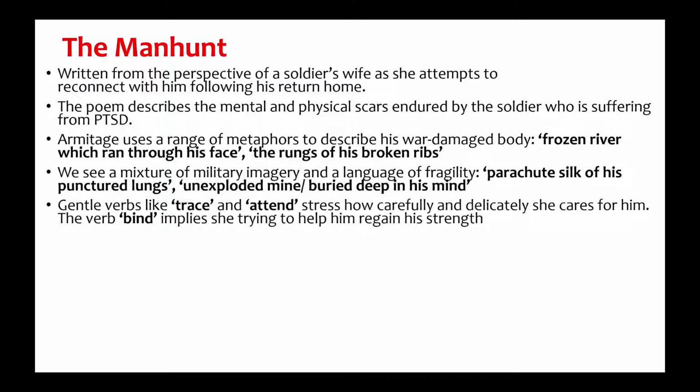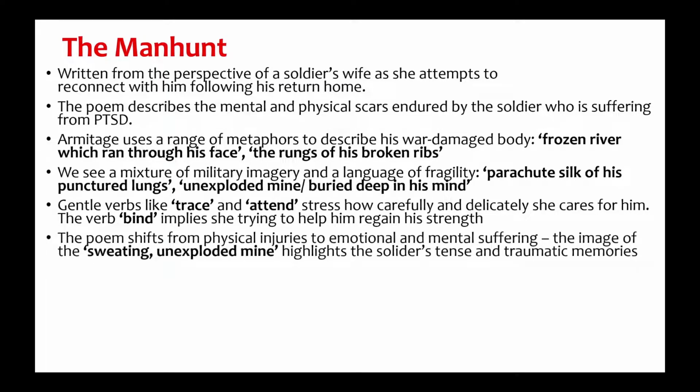We see a range of gentle verbs within the poem, so words like trace and attend, which are there to stress how carefully and delicately the wife cares for her husband. This verb bind is also very important. It almost shows the way in which she's trying to rebuild her husband and trying to help him regain his strength. So this is all a poem really that's about the connection or lack thereof between the wife and her husband. The poem shifts from more physical injuries at the start to emotional and mental suffering.